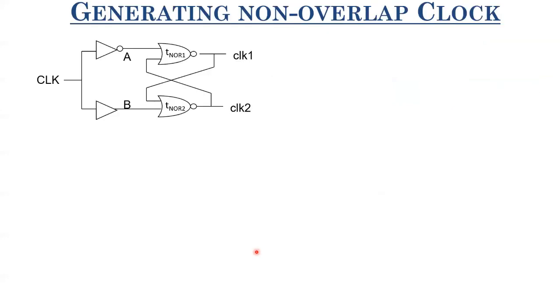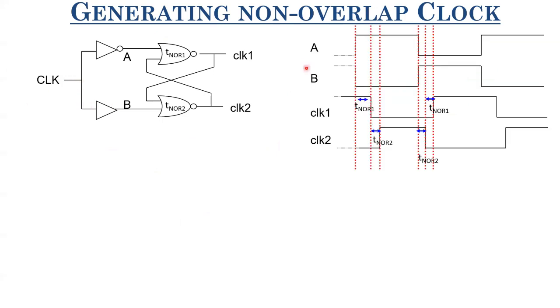So how can we generate such a non-overlap clock? This is a very simple circuit to generate a non-overlap clock from a single clock input. So let us look at the timing diagram of this. Let's say that there's this clock and the clock goes from high to low. Let us follow B, because B equals the clock. So the clock is going from high to low, and here A goes from low to high. Now A is 1, B is 0. So for a NOR gate, if any of the inputs is 1, the output has to be 0.